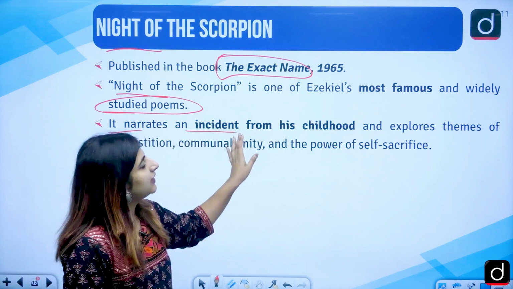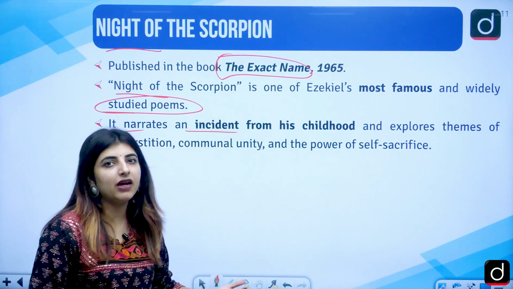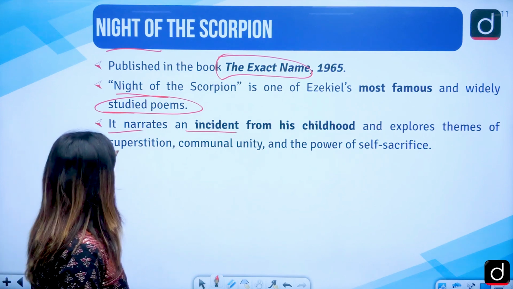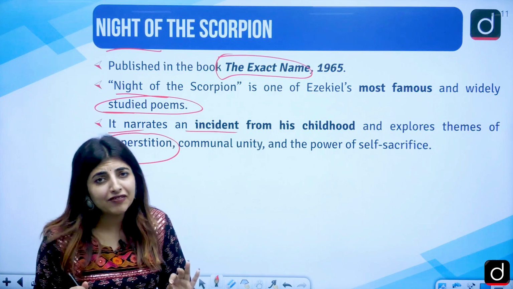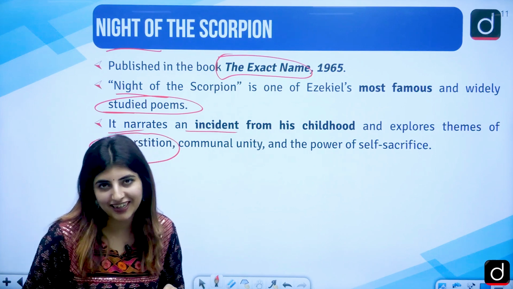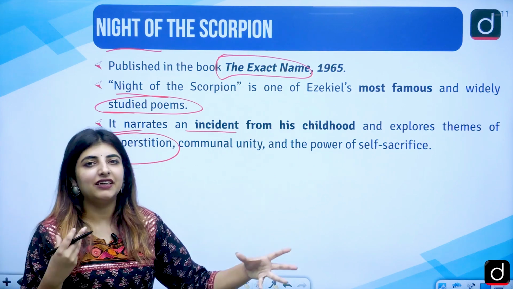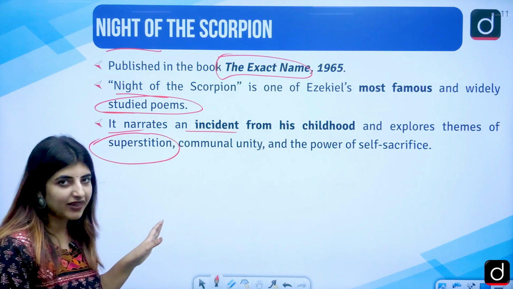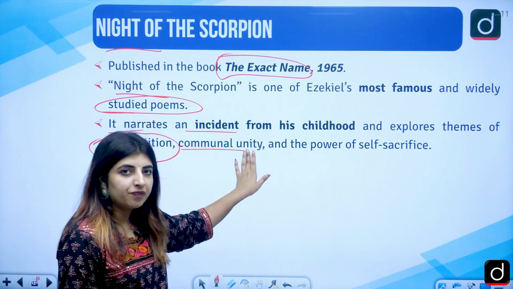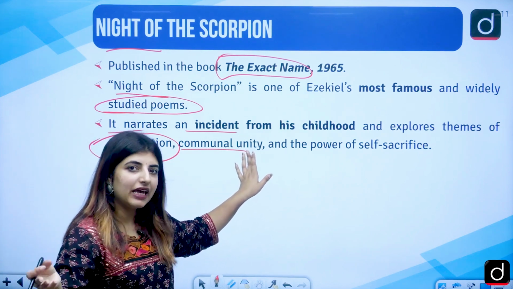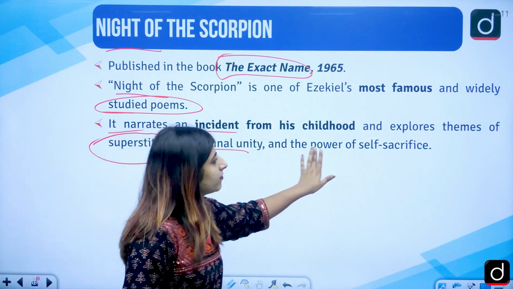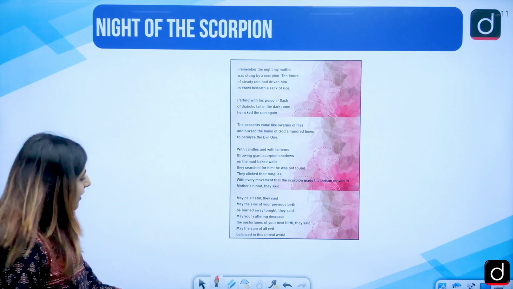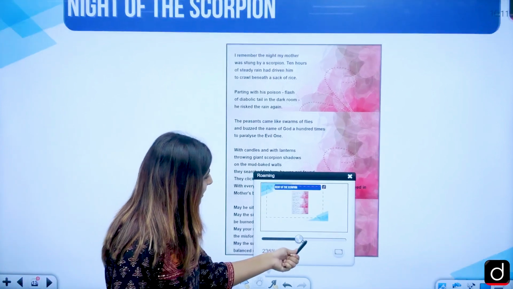It narrates an incident from his childhood and how the people around him were dealing with this very particular incident, and explores the theme of superstition, which is even in today's time really prominent in India, right? Kali billi ne rasta kaat diya, ye ho gaya, wo ho gaya, other things, so on and so forth. So the superstition can be seen, the communal unity, that even if the superstitions are there, there is a particular unity, the power of self-sacrifice. Right? So we are going to read it. I'll just increase the size a little bit for you all.